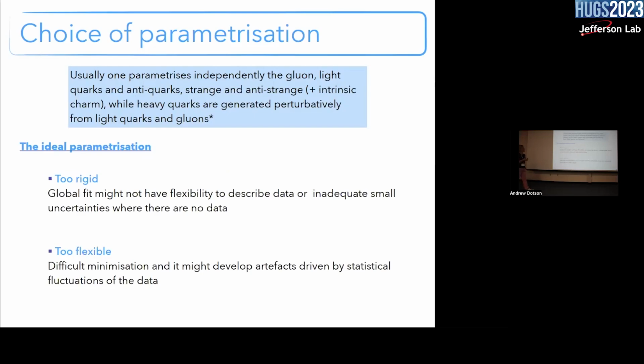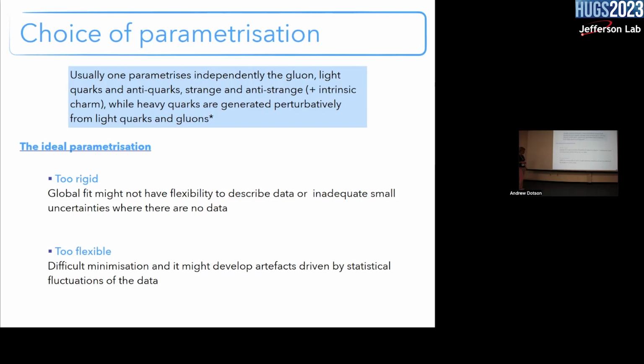Usually one parameterizes independently the gluon, the light quarks and anti-quarks, the strange and anti-strange, plus sometimes the intrinsic charm, while the heavy quarks are generated perturbatively from the quarks and the gluon, as I said before on the board, okay? The ideal parameterization doesn't have to be too rigid, because if you put too few parameters, then you might not have the flexibility to describe the data, or you might have inadequately small uncertainties in regions that the data do not constrain. In principle, when we do not have any data, any information, the uncertainty should blow up, okay? That's what you want to happen.